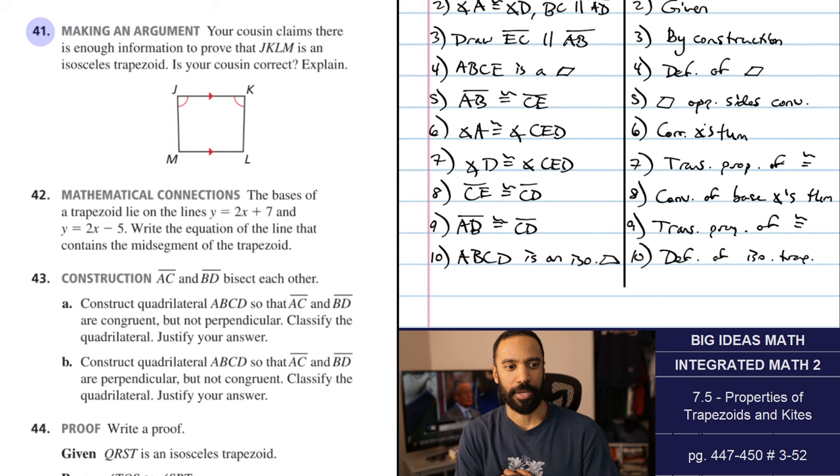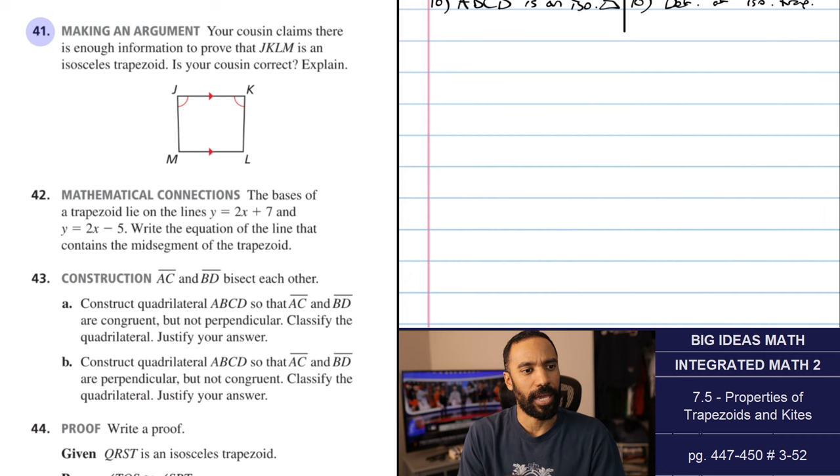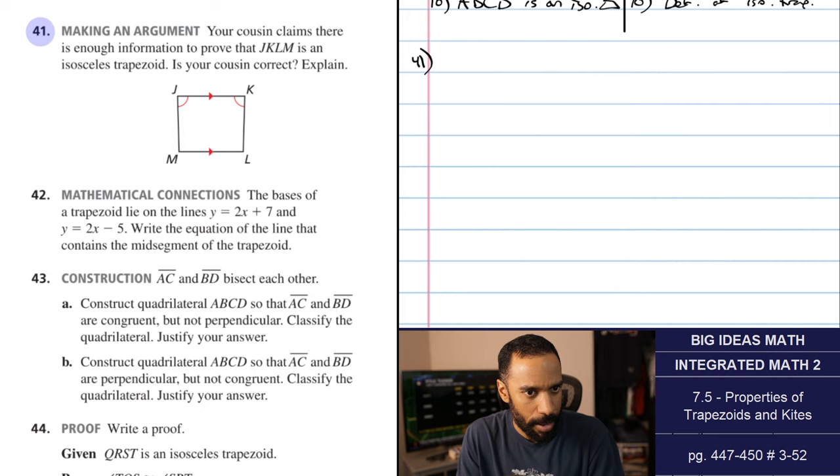I feel like I proved something. I see a proof on 44. I'm scrolling down to see. I see a proof on 44. But that's the diagonals one, I think. No, it's something else. Okay, number 41. Maybe that's the last one, though. Making an argument. Your cousin claims there is enough information to prove JKLM is an isosceles trapezoid. Is your cousin correct? Explain.